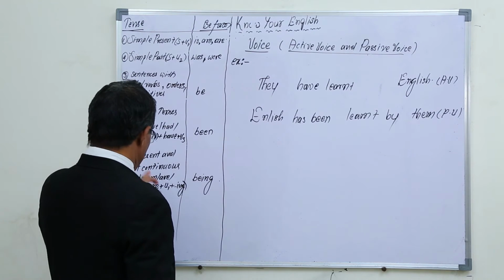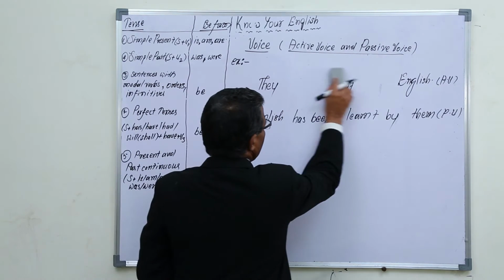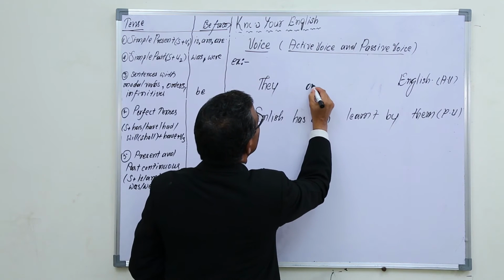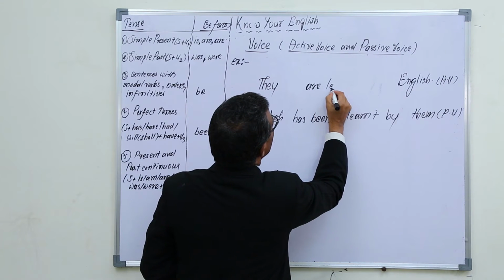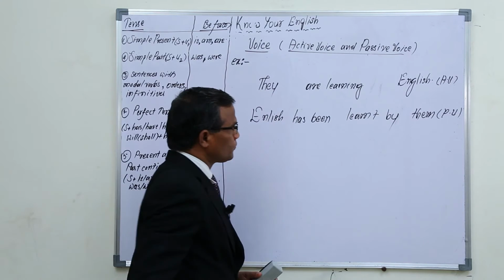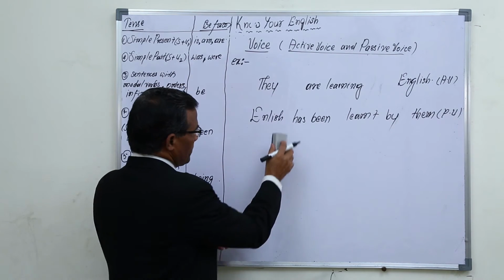And now let us come to continuous tenses, like present continuous or past continuous. For example, they are learning English. And here, the same, English.